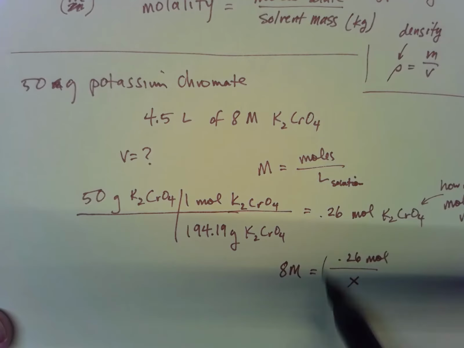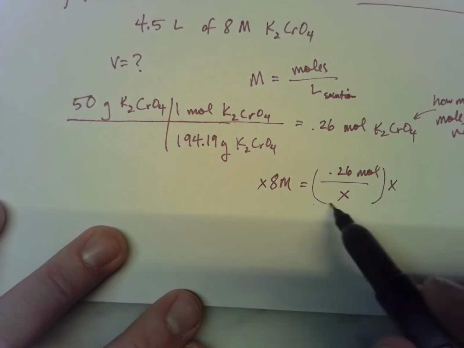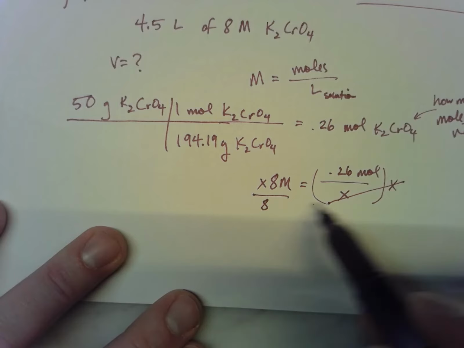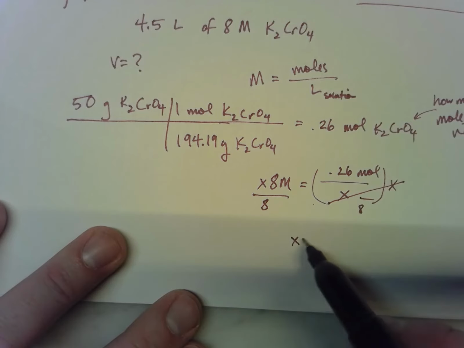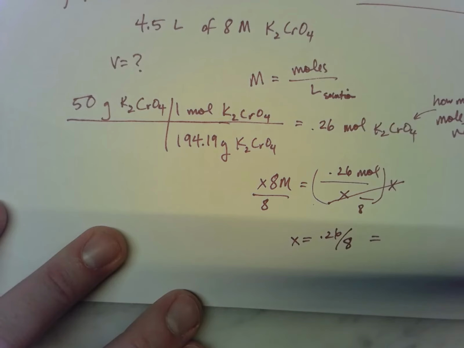All right, just for the sake of the fact that I still see some mistakes on the algebra here, multiply both sides by X. This cancels out. And we divide both sides by 8. We end up with X is equal to 0.26 over 8. And it ends up being 0.032 liters of solution.